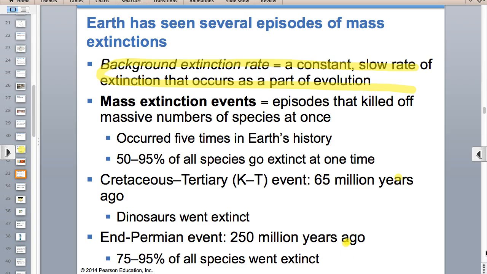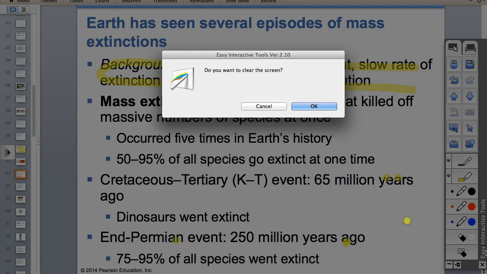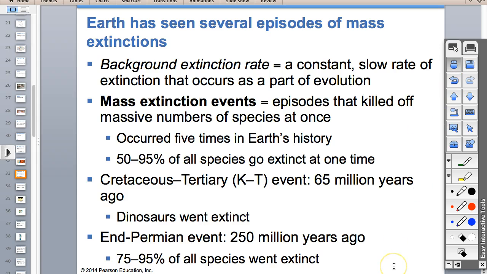There have been 5 mass extinctions, including the one that killed the dinosaurs. The largest one ever was the Permian-Triassic one, and that was really from climate. That was when Pangea was coming together, and it really changed the climate quite a bit, causing a lot of dry, very hot areas. That's the largest one ever.